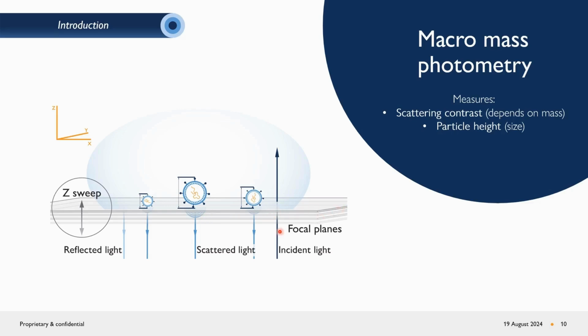This interference between the scattered and reflected light, which is also called scattering contrast, depends on both mass and refractive index, and therefore it could be treated as a proxy for mass or non-calibrated mass axis for single particles. In addition to this measurement, we also collect the particle height as a measurement of particle size. We do that by sweeping through focus and collecting the vertical dimension of the particle on the glass surface.